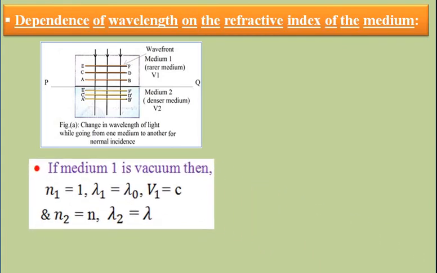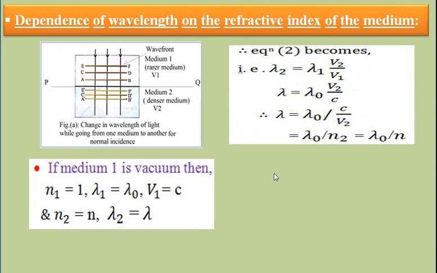If medium 1 is vacuum, then n1 is equal to 1, lambda 1 is equal to lambda 0 and v1 is equal to c, and n2 is equal to small n, lambda 2 is equal to lambda. Then equation 2, lambda 2 is equal to lambda 1 into v2 divided by v1, becomes, putting these values, lambda is equal to lambda 0 into v2 upon c.